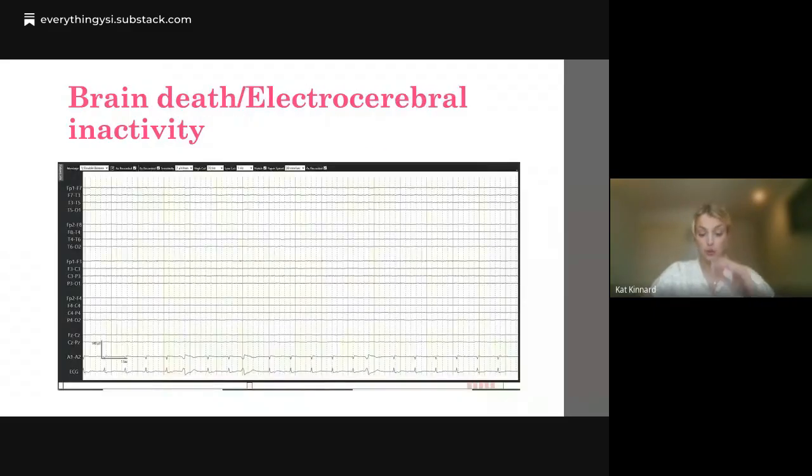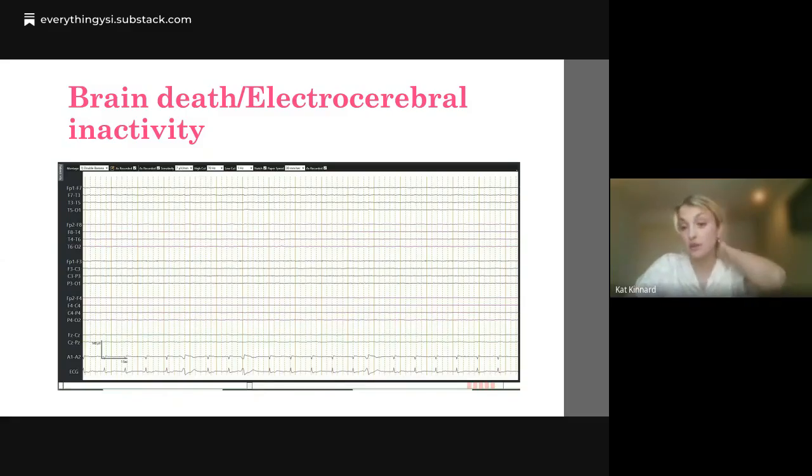Now, one of the most serious applications of EEG is an evaluation of brain function, especially when considering brain death. So brain death is the irreversible loss of all function of the brain, including the brainstem, where our most visceral and primal functions come from, such as breathing, heart rate, those kinds of things. It is legally and medically recognized as death.